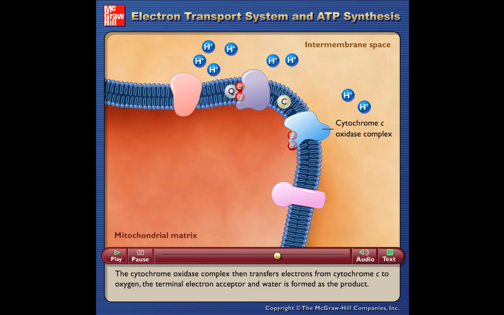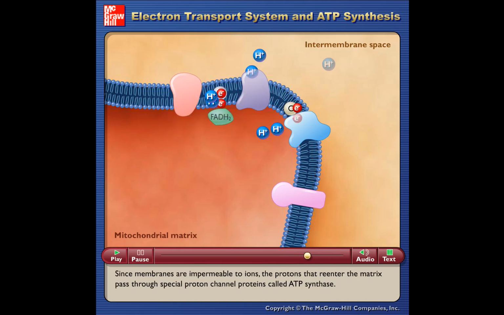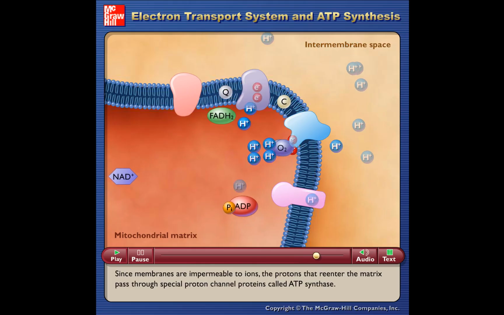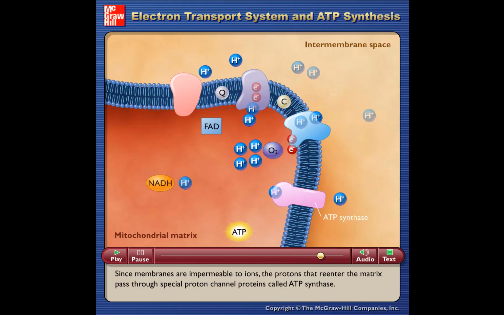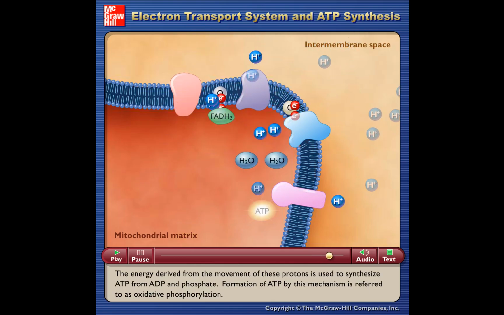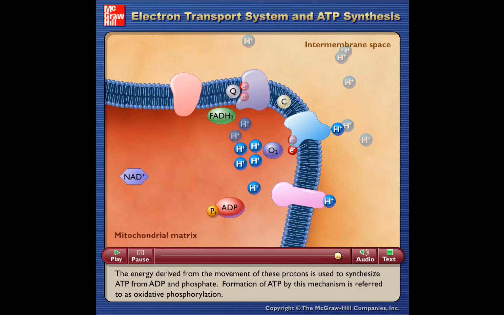The cytochrome oxidase complex then transfers electrons from cytochrome C to oxygen, the terminal electron acceptor, and water is formed as the product. The transfer of protons to the intermembrane space generates a proton motive force across the inner membrane of the mitochondrion. Since membranes are impermeable to ions, the protons that re-enter the matrix pass through special proton channel proteins called ATP synthase. The energy derived from the movement of these protons is used to synthesize ATP from ADP and phosphate. Formation of ATP by this mechanism is referred to as oxidative phosphorylation.